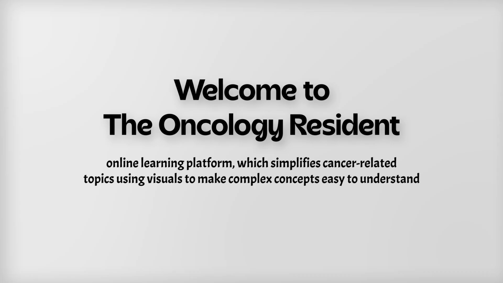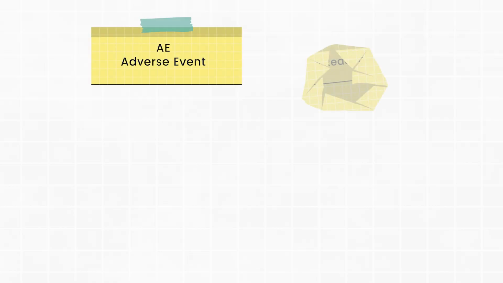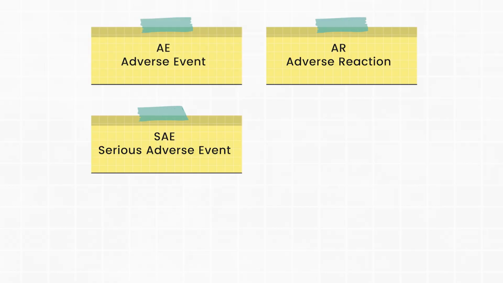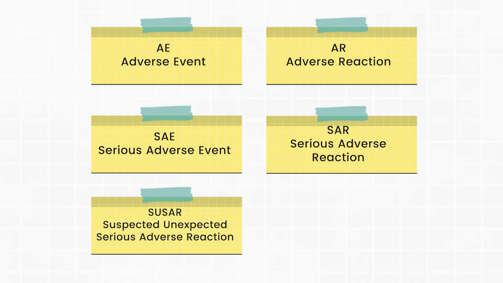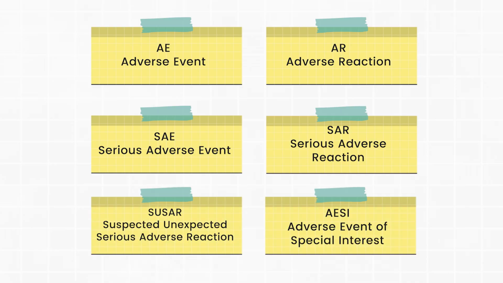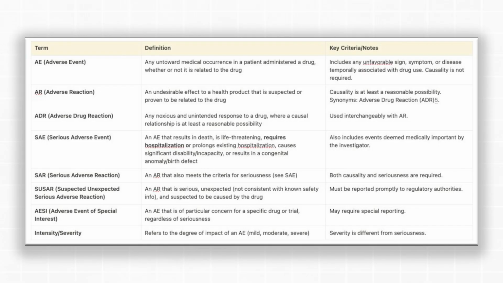Today's video is an overview of clinical trials adverse event terminology. Understanding drug safety terminology is essential in clinical trials and pharmacovigilance. Here, I'll go through some essential terminology you'll hear regarding drug safety in clinical trials, like AE, AR, SAE, SUSAR, ADR, AESI. When patients take part in clinical trials or use new medications, doctors and researchers keep a close eye out for any health problems that might pop up.